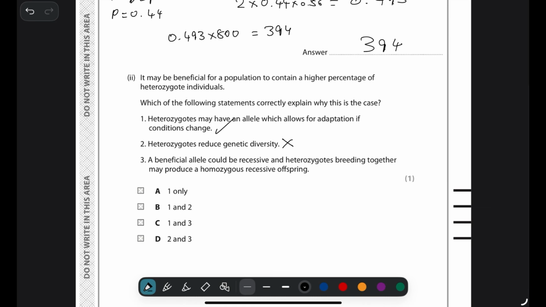Heterozygotes reduce genetic diversity? No, because they have both alleles. So that means that you're having more alleles in the gene pool. Okay. Beneficial allele could be recessive, and heterozygotes being together can produce homozygous recessive. That's very true. So I'm happy with 1 and 3 being the true statements.